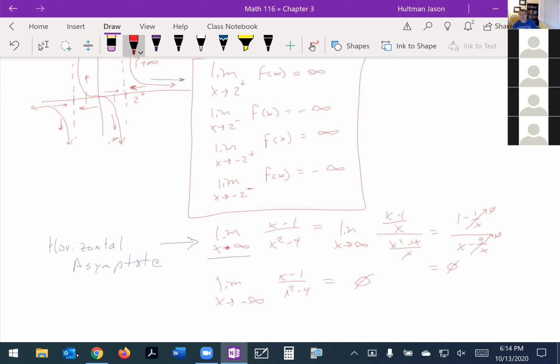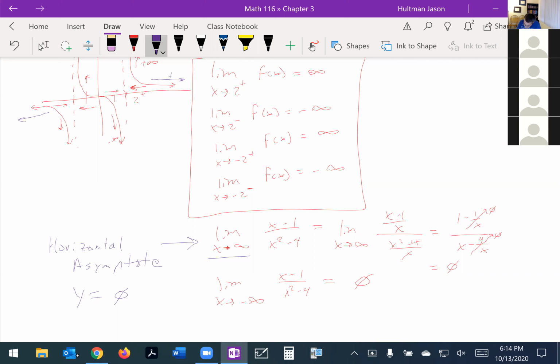So we have a horizontal asymptote where? Well, the horizontal asymptote is at y equals 0. That's called a horizontal asymptote. It's a boundary that this thing is going to approach. As I go to negative infinity, this thing approaches 0 from the bottom. As I go to positive infinity, this thing approaches 0 from the top, but it still approaches 0.